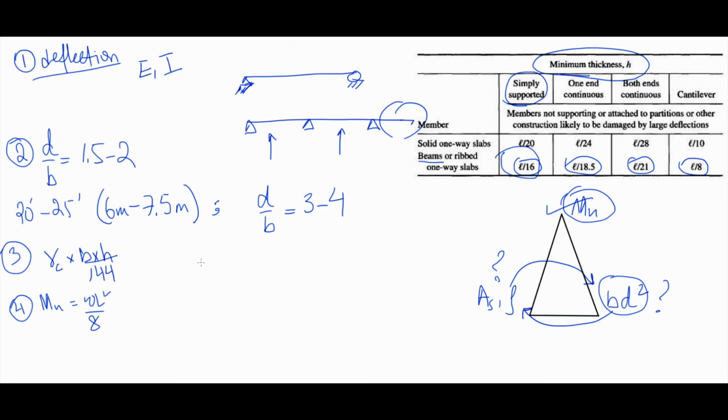Number 5, select the bar sizes. After you do the calculation, you calculated what As is from here. You select the bar sizes. Selecting the bar sizes depends on a table that we're going to see when we start solving. All right, I'm going to show you a table in the next slides. Then we'll go to number 7.